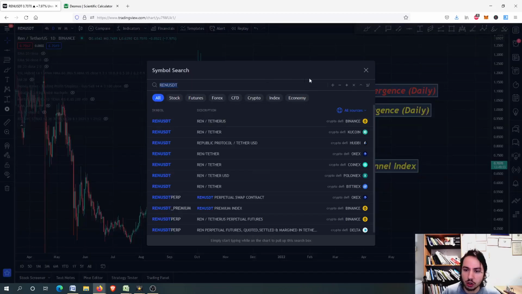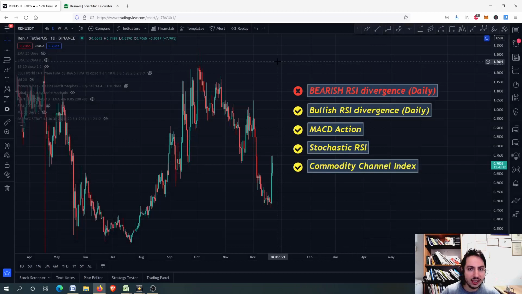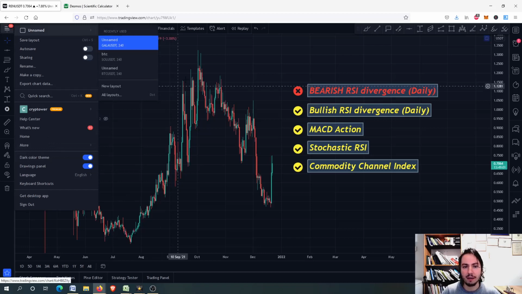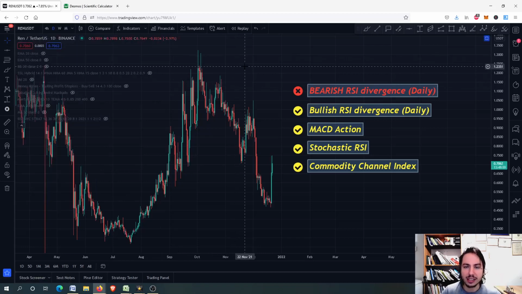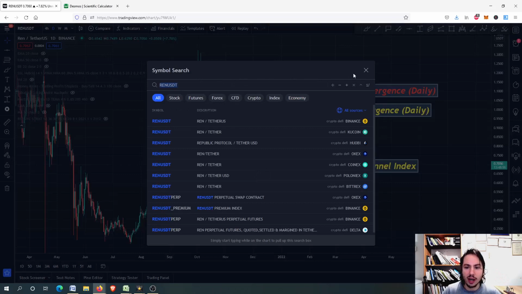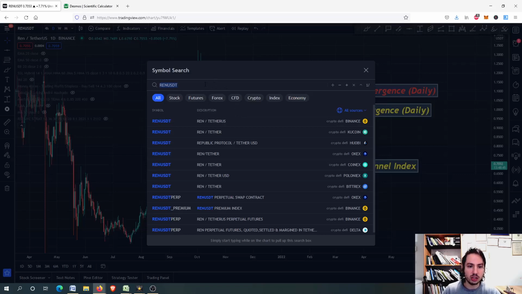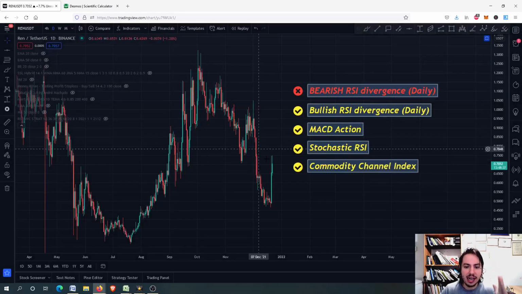We are on TradingView. If you type TradingView on Google, you go in there and you go to the chart. Then you will see a screen like this. Most probably it should be white, so you can change it to a dark color theme in the settings on the top left. Right now what we have here is REN against USDT on the daily frame. On the daily, you just click the daily frame in the settings, top left of your screen. On the symbol search, you just type REN USDT and click on Binance, and you will find the same chart as I have right now.